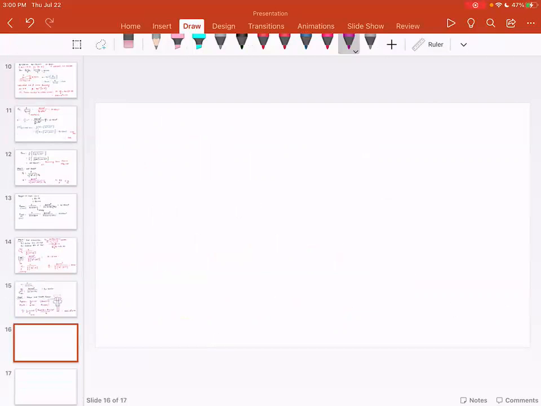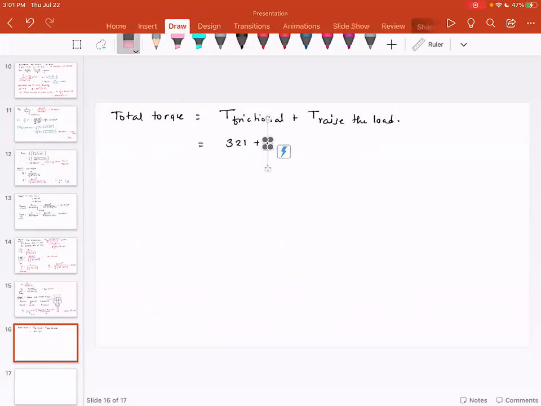So the total torque is the frictional torque plus the torque to raise the load. So we are going to add these two together. The frictional torque is 321, plus the torque to raise the load, which is 340.